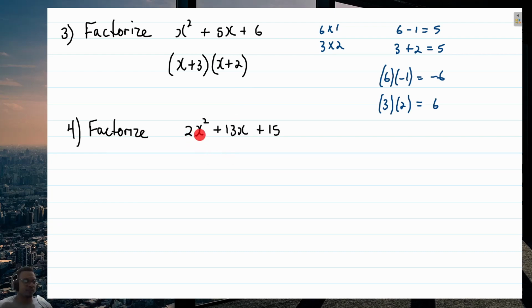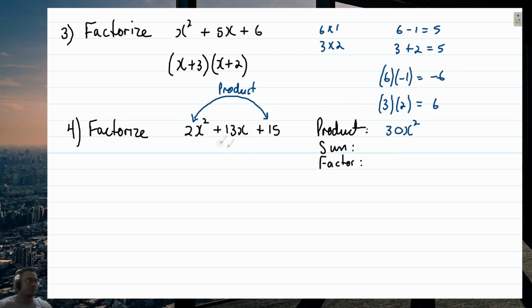Now in question 4, we have 2x squared. So once again we notice that there's a 2 in front of the x squared, so I cannot use the short method. I have to go through the product sum factor way. The product is obtained by multiplying the first term by the last term. So 2x squared multiplied by positive 15 will give us positive 30x squared. Our sum would be the middle term, which would be positive 13x. Now we look for all the factors of our product. So all the factors of 30. So that will be 30 times 1, 15 times 2, 10 times 3, 5 times 6.